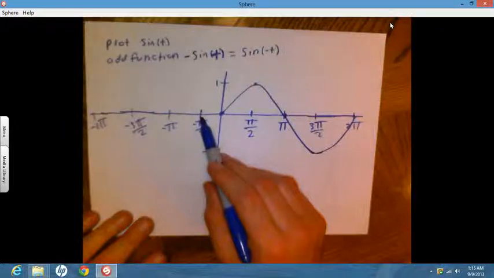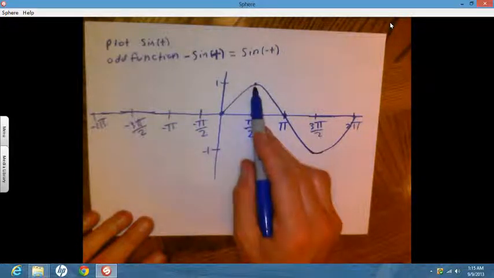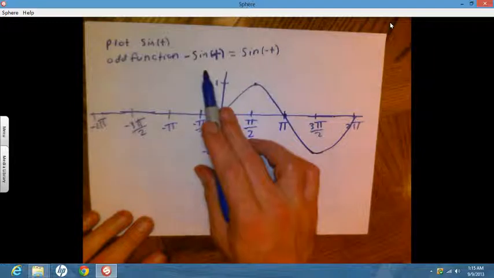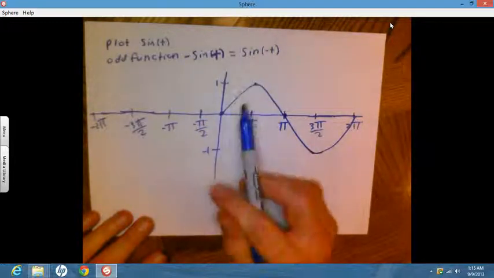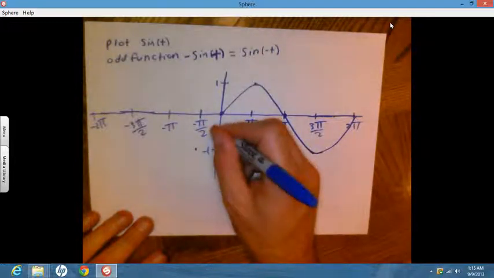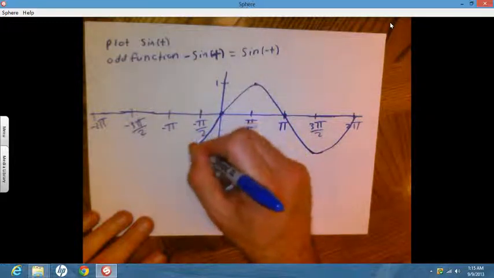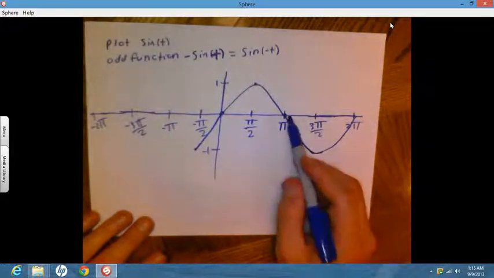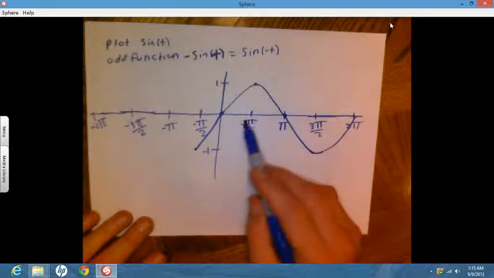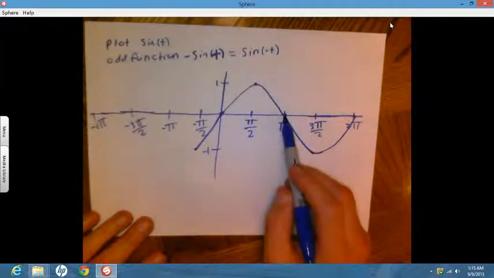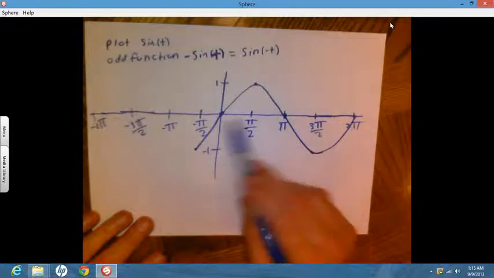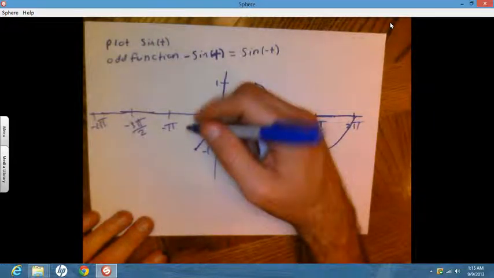Well, pi is 1, so according to my relation up here, at negative pi over 2, the value is negative 1. And at pi degrees, the value of the function is 0. But negative pi is going to be negative 0, which is just 0.